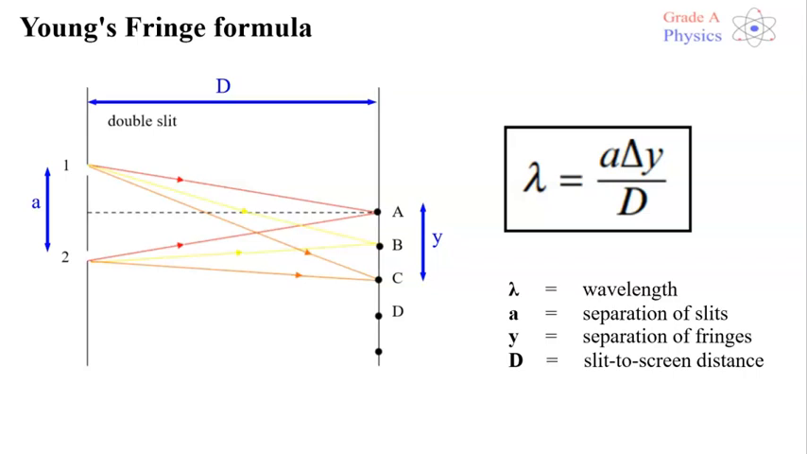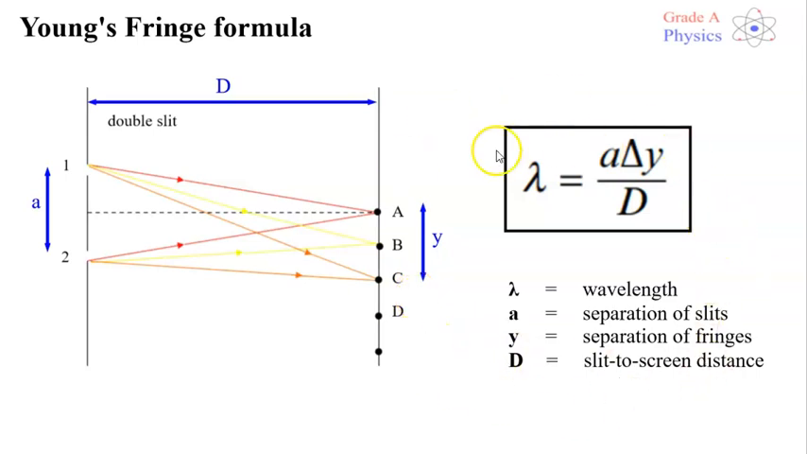So we have the Young's fringe formula. This is one version. Different exam boards will have slightly different symbols. Sometimes we use x instead of y, but we have lambda, which is the wavelength. It's equal to the separation of the slits, that's the distance between the center of slit 1 and slit 2, multiplied by delta y, or just y, which is the fringe separation, so the center of one fringe to the center of an adjacent fringe, divided by capital D, which is the distance between the slit and the screen.